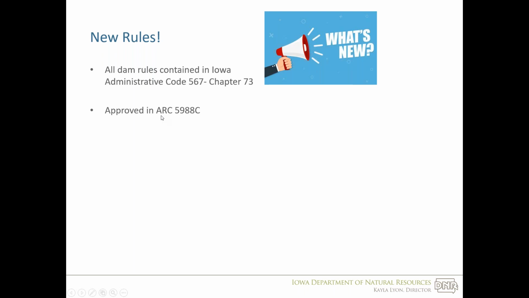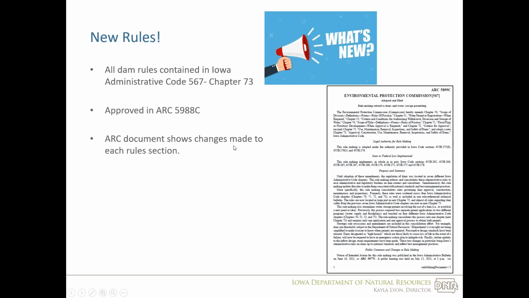The approved document, the ARC 5988C, is the document that shows the changes to each rule section, what was removed, what was taken out, what was changed, and what was inserted. Mostly it's a big removal of sections and a replace with chapter 73. So there's not a whole lot of strikeouts. So today we're going to step through this document, which shows the changes, and then we can talk about each of the changes that impact designers and owners.